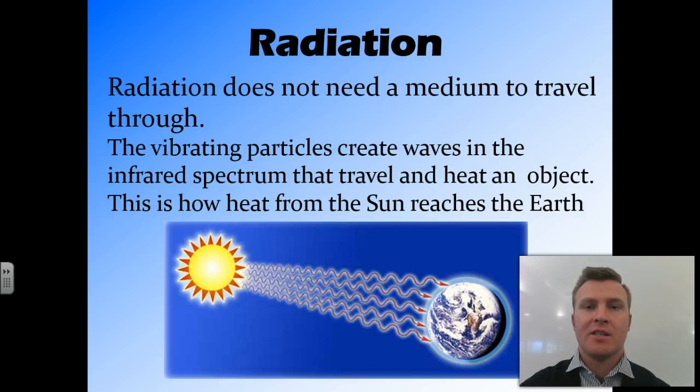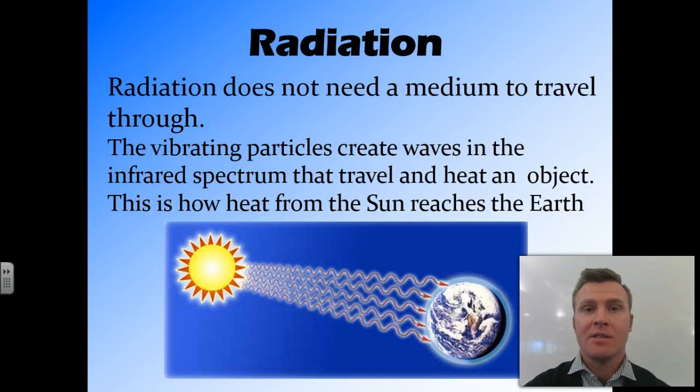The third type of heat transfer we're going to look at is radiation. Now, radiation doesn't need a medium to travel through. So where convection used the medium of a liquid or a gas, and conduction traveled through a solid, radiation doesn't need anything to travel through, which means that it can travel through a vacuum, somewhere where there is no matter between two places.